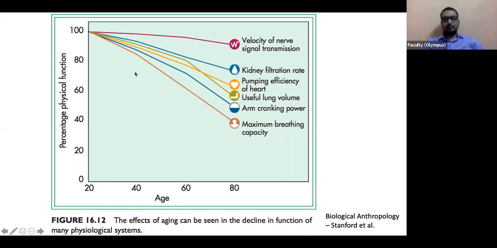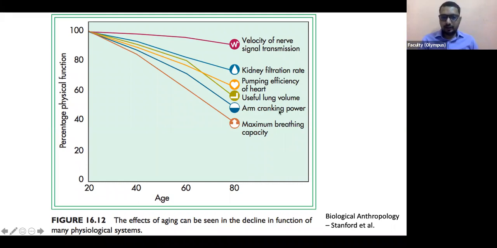As you're coming down, a steeper decrease can be seen here. What do you see at the bottom? Breathing capacity goes down. Arm cranking power goes down. If you don't want to talk about lung volume, you don't need to, because we already talked about breathing capacity. Here we're talking about how much air we can store in the lung. What is the lung volume? Also the pumping efficiency of the heart. All these components are affected.